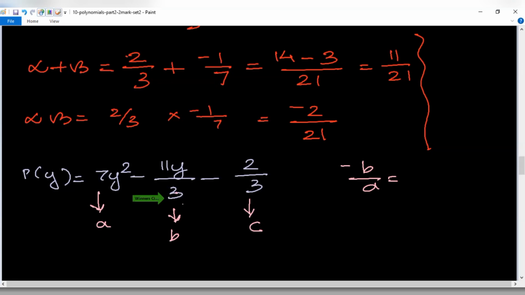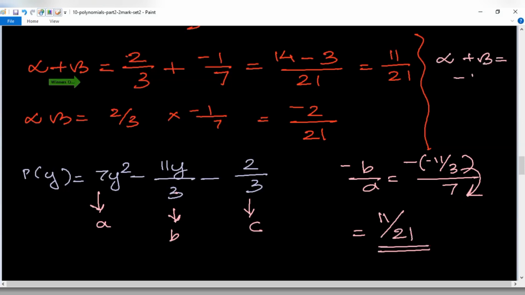So minus b by a means it is minus of minus 11 by 3, by a, which is 7. B is negative here, so negative and negative, two negatives coming together, it is positive. So 11 by 3 into 7, this 3 will come to the denominator part. 3 into 7, 21. So 11 by 21. See here also we got alpha plus beta as 11 by 21. So we can write alpha plus beta is same as minus b by a, verified.